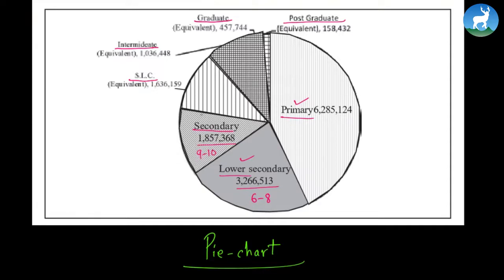The people who passed intermediate level or equivalent, which is also known as plus 2 level, were 1,36,448. Then people who passed graduate level, which is very few compared to those, is simply 4,57,744. And when it comes to postgraduate level, only 1,50,432 people passed the postgraduate level. So this shows the educational level or the quality of Nepal.